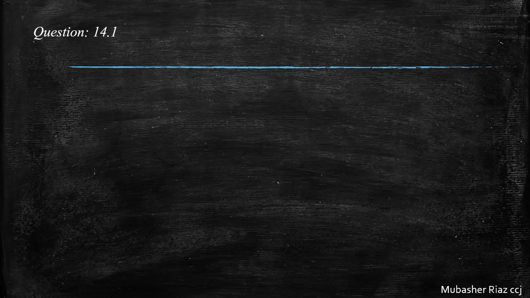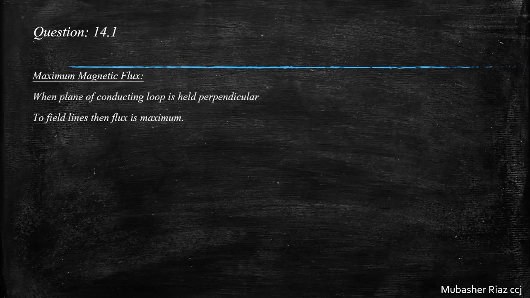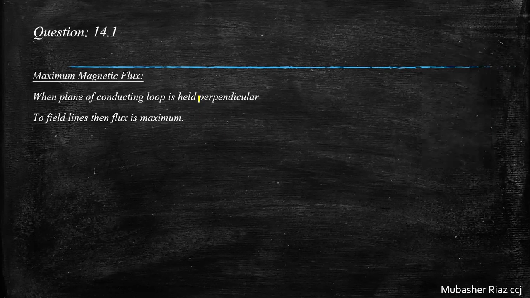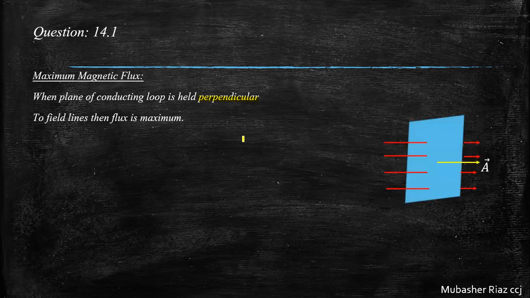In case of maximum magnetic flux, if the plane of the conducting loop is held perpendicular to the field lines, then flux is maximum, like this one. This plane is held perpendicular to those field lines, so flux is maximum.